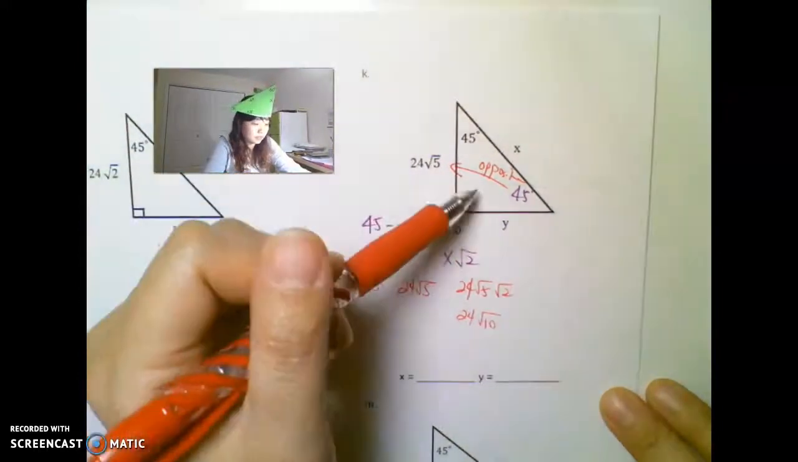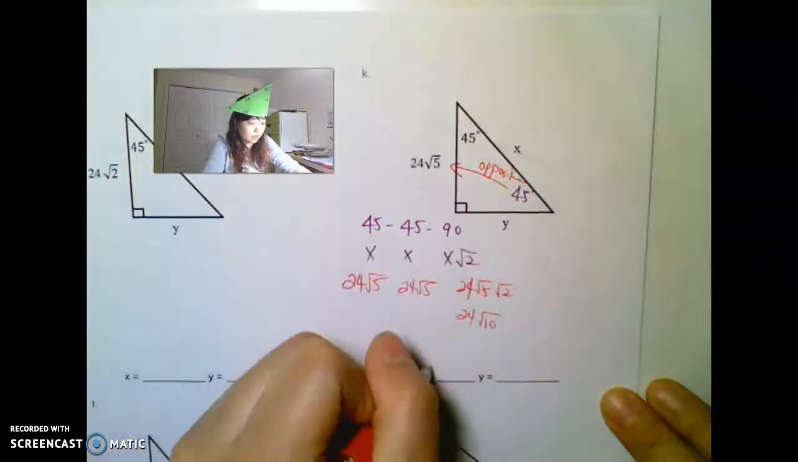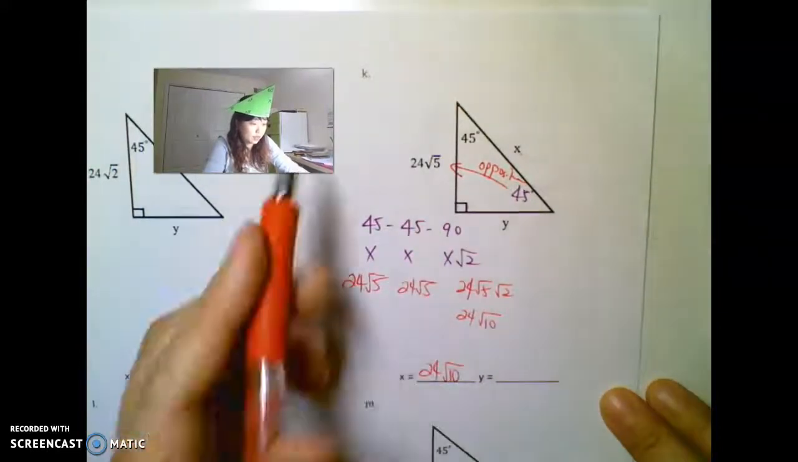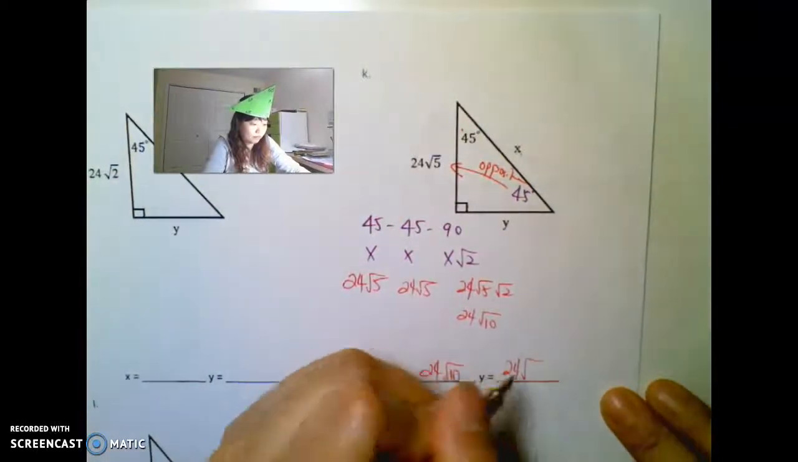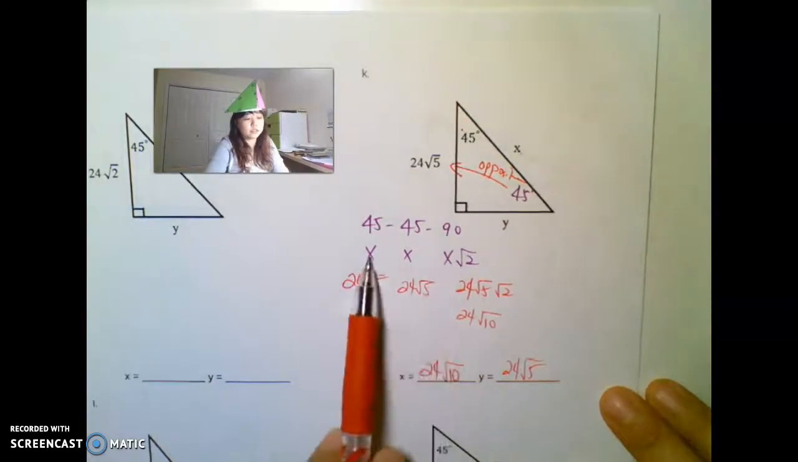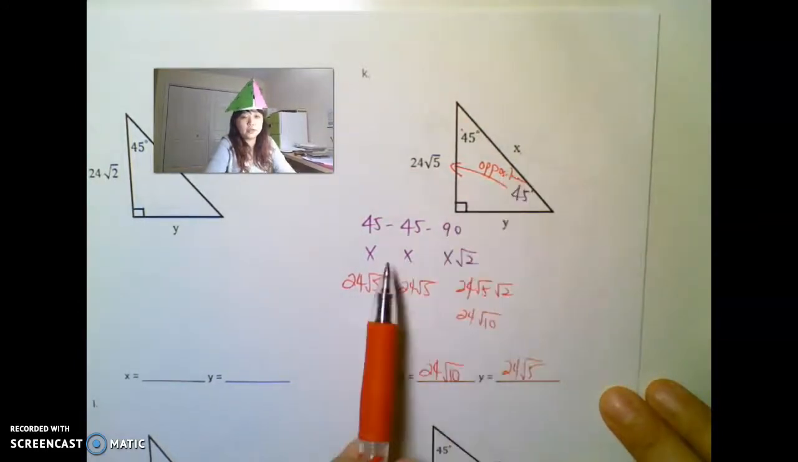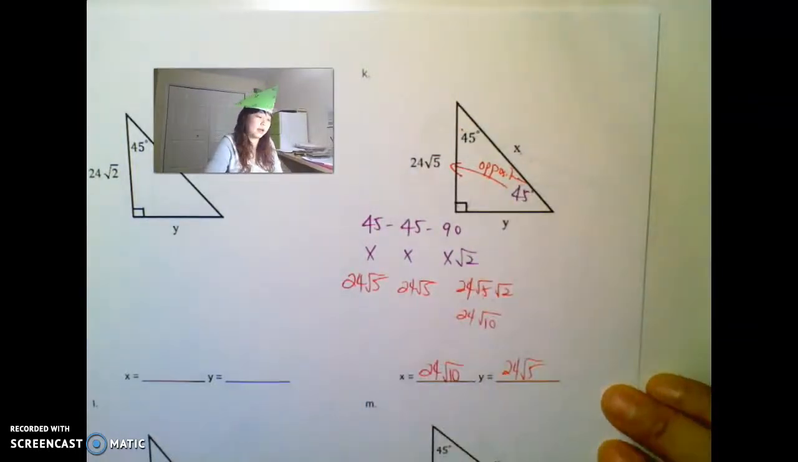So let's see this picture. Opposite of 90 is the x. So x is going to be 24 radical 10. The opposite 45 is 24 radical 5. So don't get confused that there's an x here and there's an x there. This x is the ratio, this x is the problem. Yeah, we don't like how we use the same thing. We will try not to do that on the skills check.